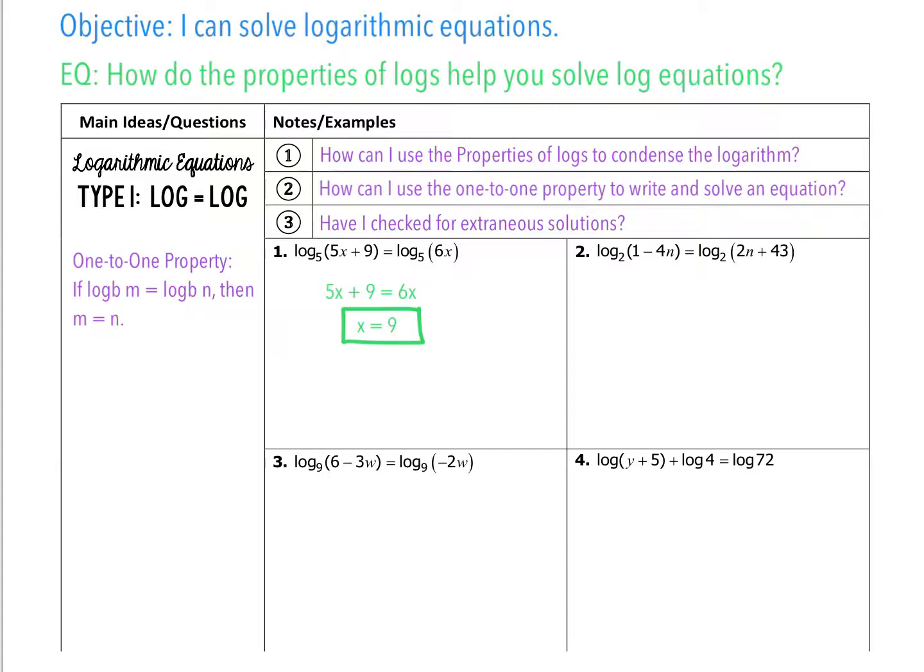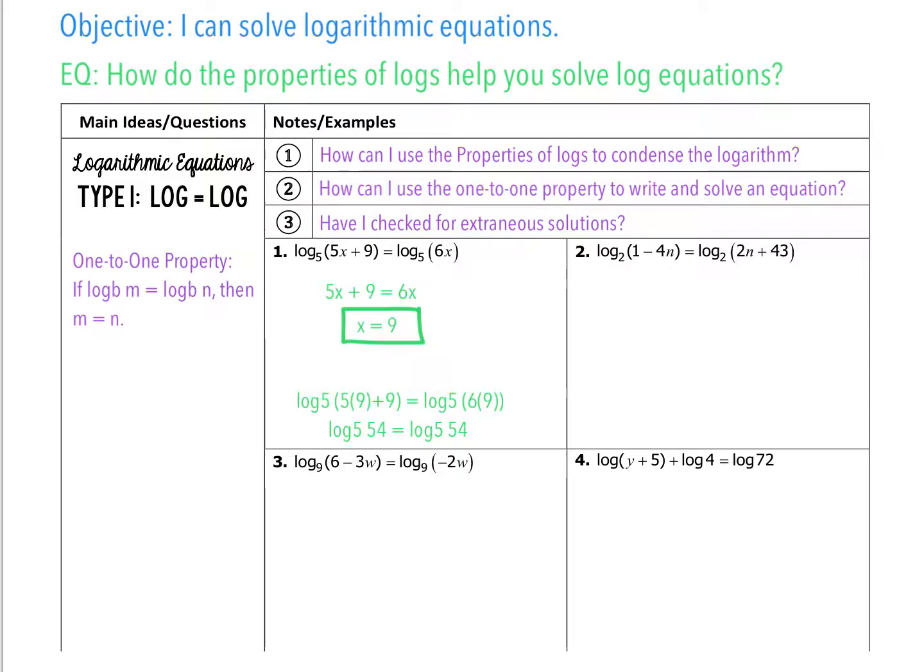And then my last question is always, have I checked for extraneous solutions? I want to make sure that when I plug that x value back in, I don't get a log that is negative. So when I plug it back in for x, I end up with 54 and 54, which is positive. So it's not only a check that I solved my equation correctly, but it's also a check because it's not negative. I'm good. That can be my solution.